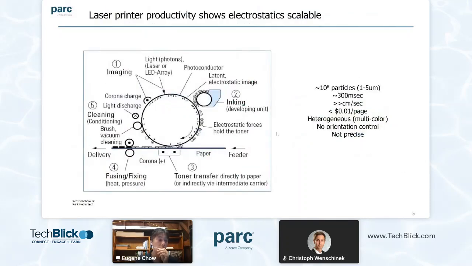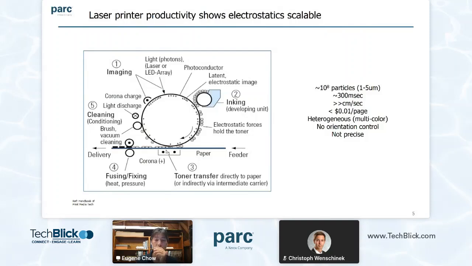So to work on this problem, we look back at what started Xerox and PARC, which is basically electrostatic control of small particles. This is a summary of how the laser printer works. It takes 100 million particles and in a fraction of a second, electrostatically charged particles, electrostatically assembles them onto a fixed image and then transfers that to a piece of paper. It's an amazingly productive process.